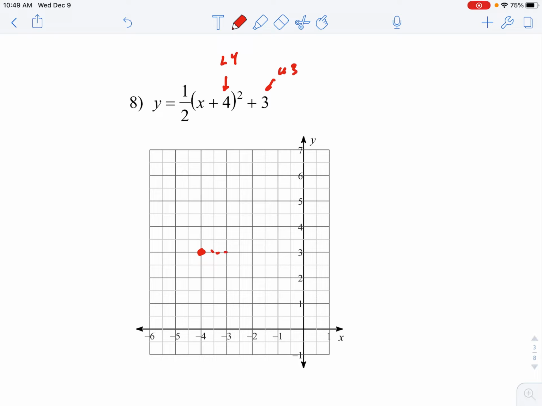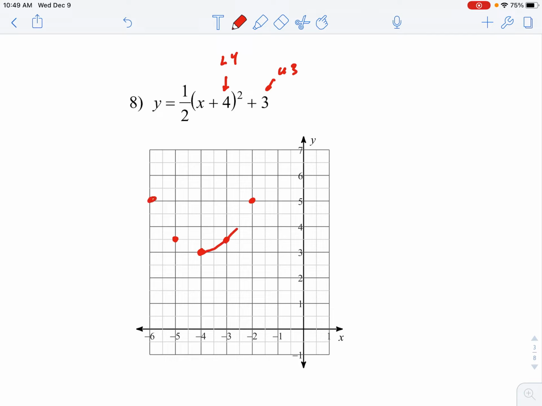So instead of going over 1, up 1, and putting my next dot, I need to go over 1, up a half. And then the other direction, over 1, up a half. For the next dot, instead of going over 2, up 4, I need to go over 2 and up 2. Over 2, up 2 would take me to there and to there.